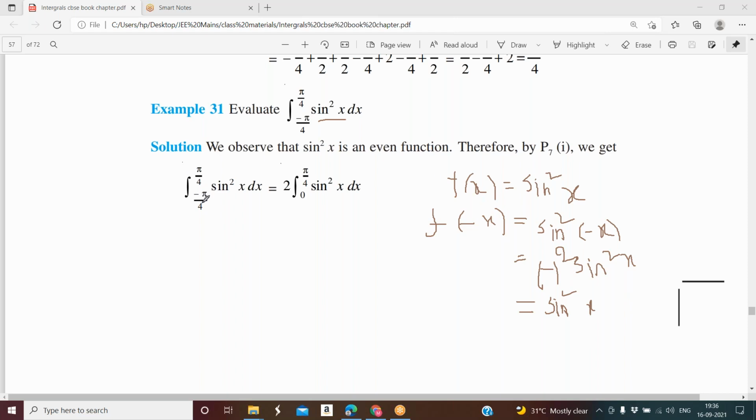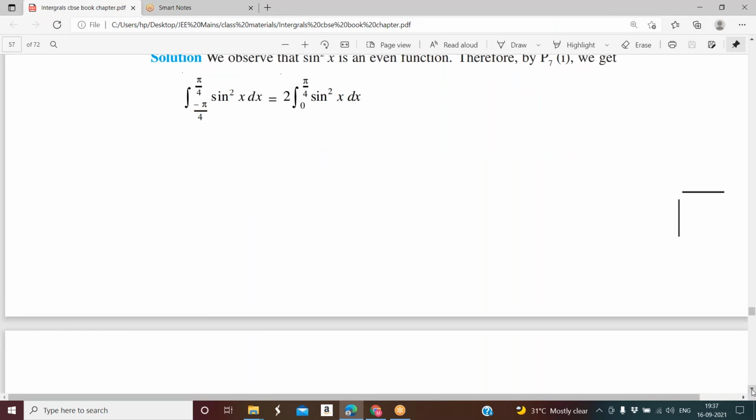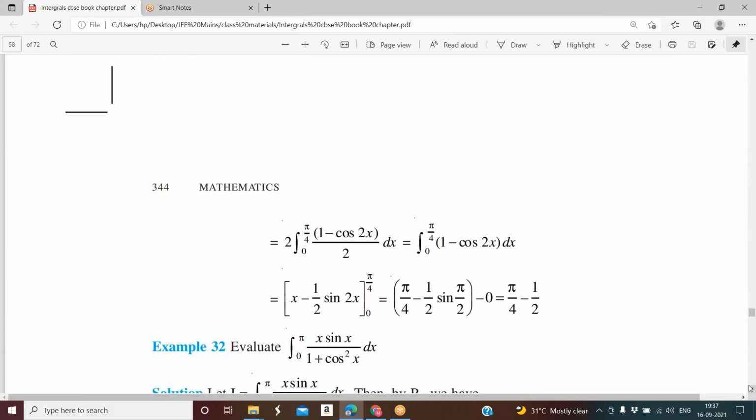Even function means what is the property? The property says we can change the limits from 0 to a. What is a here? Pi by 4. 2 times 0 to a. That is the property. Okay, so 2 times integral 0 to pi by 4 sine square x dx. Now we are going to evaluate this integral 0 to pi by 4 sine square x dx.